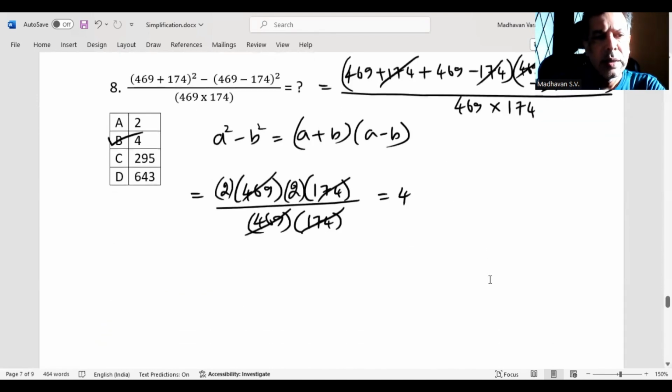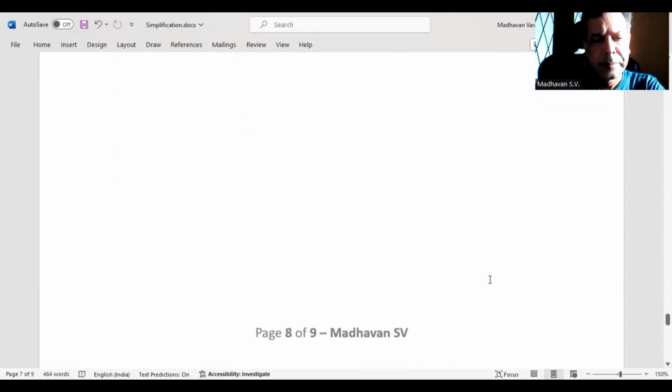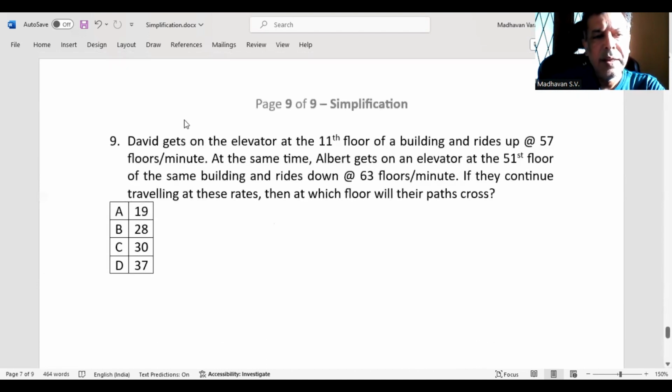Let us move on to the next and the last question. David gets on the elevator at the 11th floor of a building and rides up at the rate of 57 floors per minute. At the same time, Albert gets on an elevator at the 51st floor of the same building and rides down at the rate of 63 floors per minute. If they continue traveling at these rates, then at which floor will their paths cross?